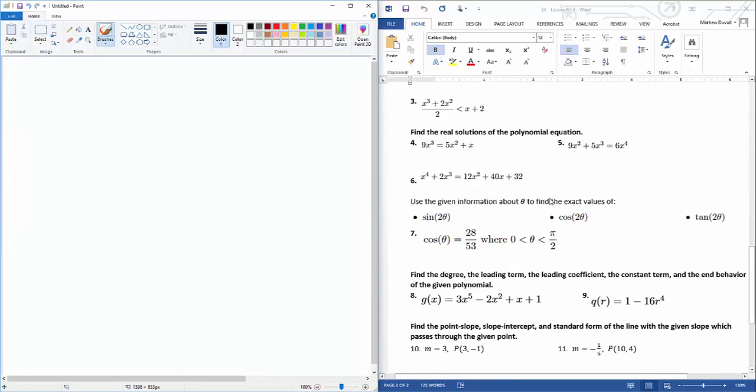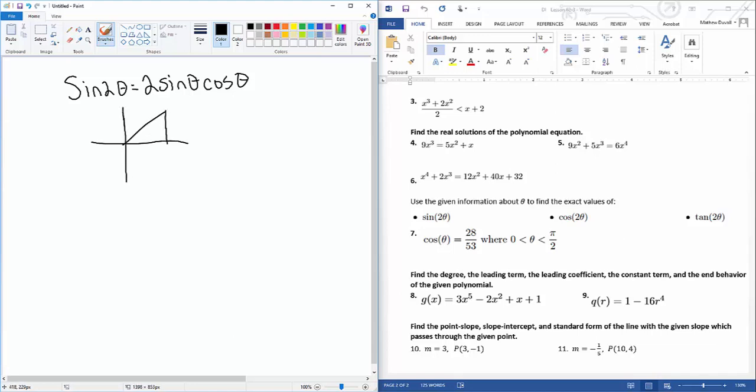It says use the given information about theta to find the exact values. So remember, sine of 2 theta is 2 sine theta cosine theta. It says theta is between 0 and pi halves, so we draw our triangle between 0 and pi halves. And cosine is adjacent over hypotenuse. So I have to use the Pythagorean theorem to find that missing value, find what my sine theta and cosine theta are, and I replace them with sine theta and cosine theta and simplify. You do the same thing with cosine of 2 theta and tangent 2 theta. You have to look up the identities.